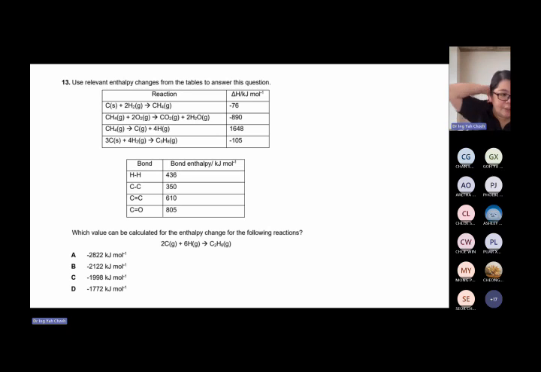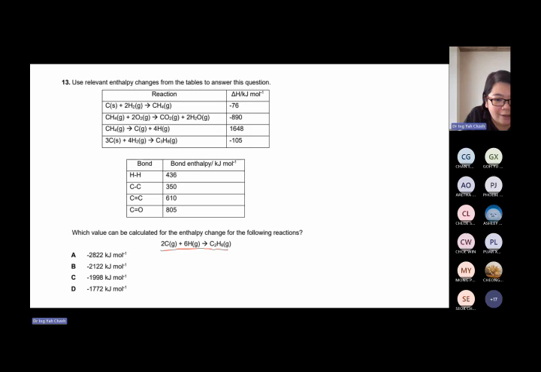Question 13 is not a very difficult question. The difficulty is only about choosing which reaction for you to refer to in order to get an enthalpy change for the following reaction. Let's look at the reaction first, because we want to find delta H for this reaction, right? So this reaction is our main focus.